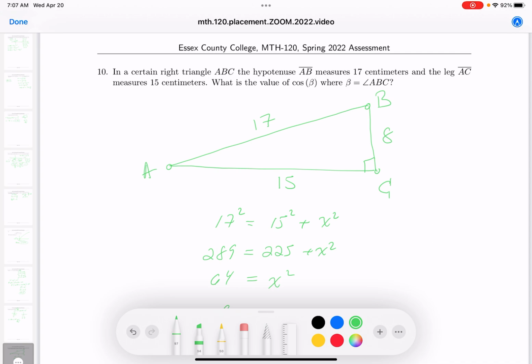Numbers are working out pretty nice. Hopefully your numbers do work out nice for you. What's the question, though? I believe the question is, what's the cosine of the angle beta? Well, the angle beta is actually the angle ABC. So this is the angle beta. So the cosine of the angle beta is going to be the adjacent side, which would be 8, over the hypotenuse, which is 17. And we're done. Let's go to the next question.